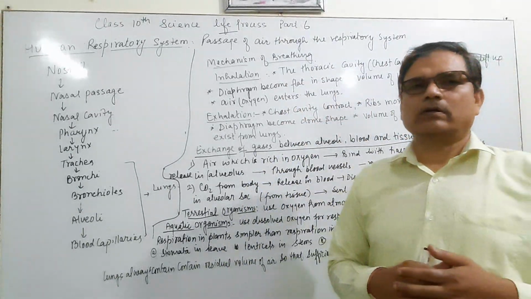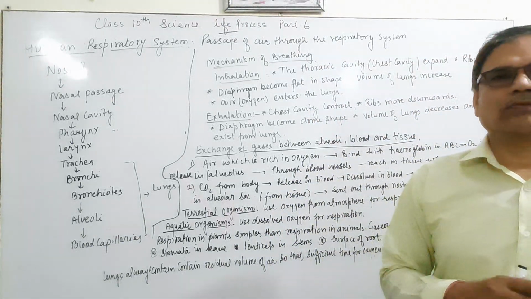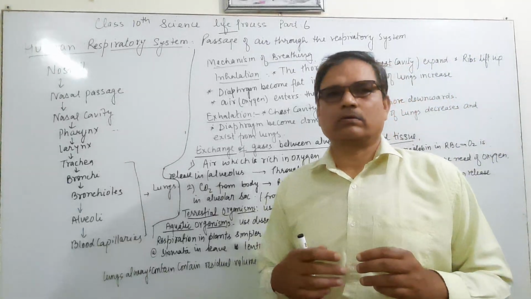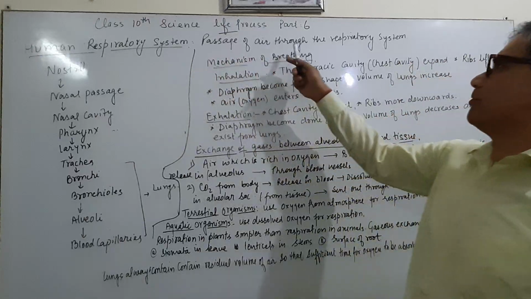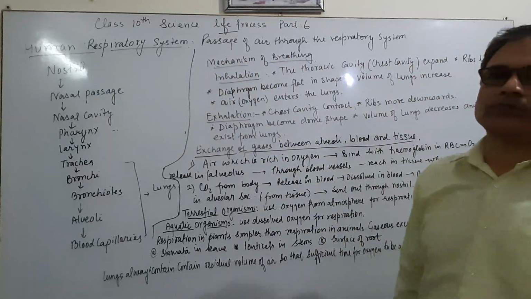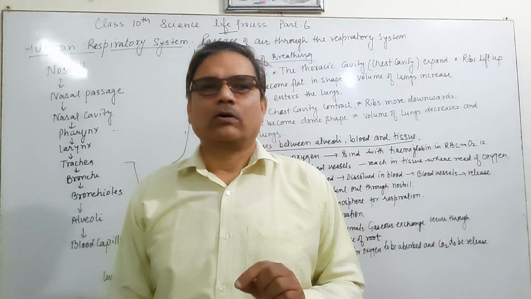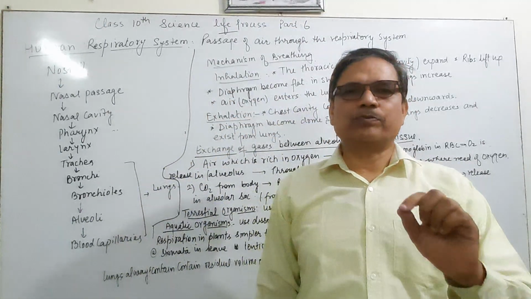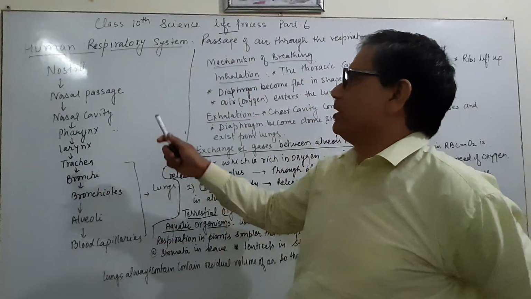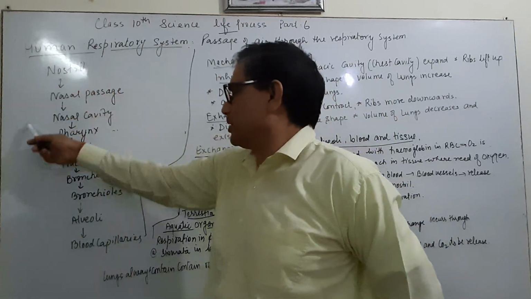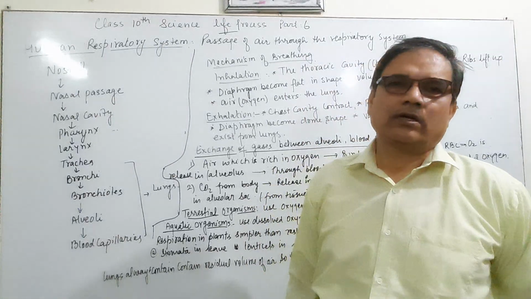Previously, we studied respiration, the different types of respiration, and the difference between these two types. Here, we look at the passage of air through the respiratory system, and how the air is passed to all parts of the body, meaning the cells or tissues. This is organized by the respiratory system from the nostril to the blood capillaries.